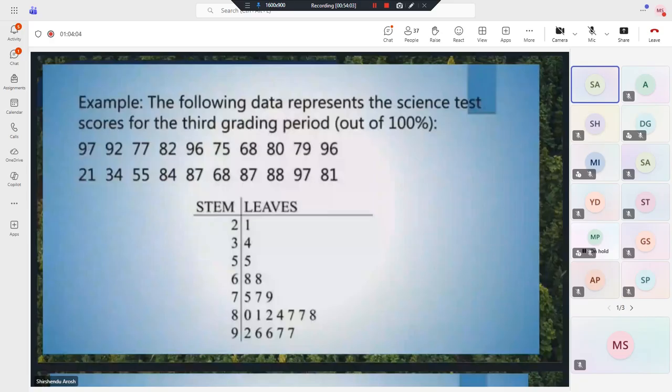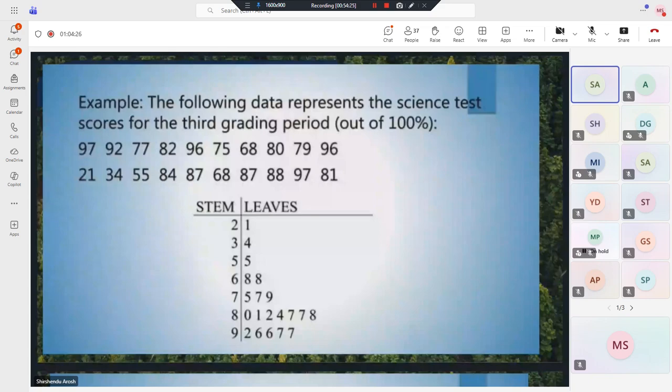If it's 197, then 1 times 10 to the power 2 plus 9 times 10 to the power 1, so 19 times 10 to the power 1, and 7 times 10 to the power 0. Like this, we can create the leaf and the stem for a set of data, and that's how we organize the data. This is the stem and leaf type of organization of data.